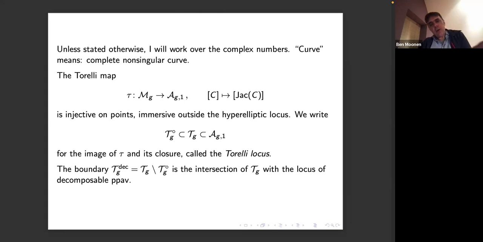Okay, and in fact, we understand the geometry quite well, because what you're missing, so I'm saying there's the open Torelli locus and the closed one, and the boundary, that's actually the locus where your principally polarized abelian variety becomes decomposable, really, with its polarization. And these come from curves of compact type, like chains of curves, where you get the product of the Jacobians of the factors.